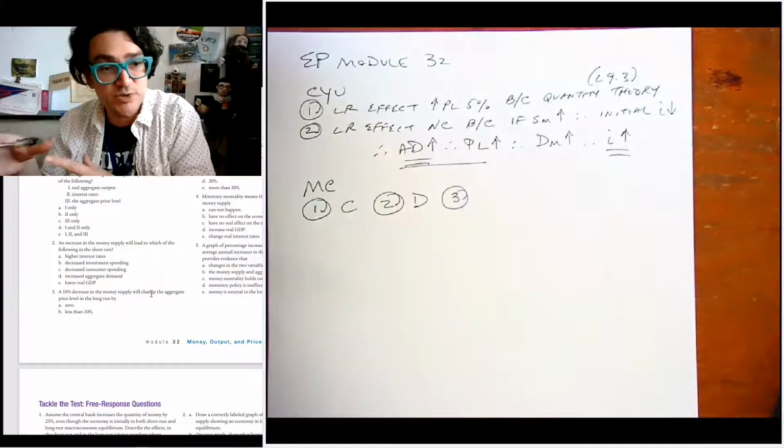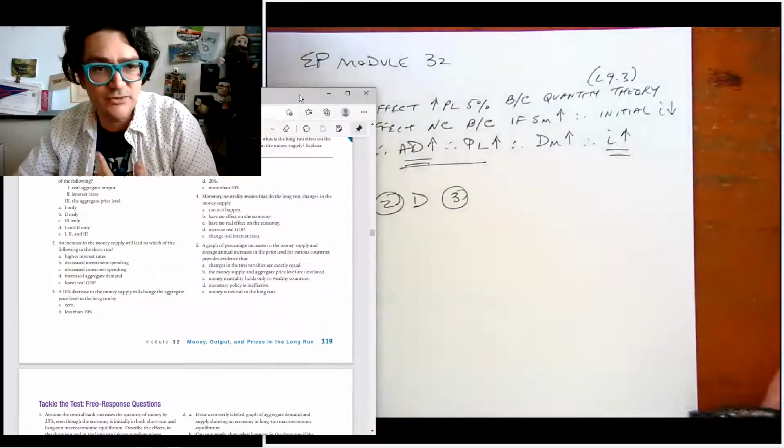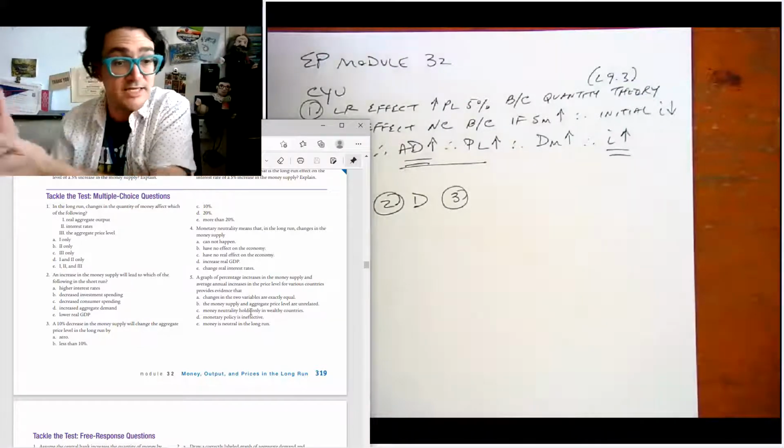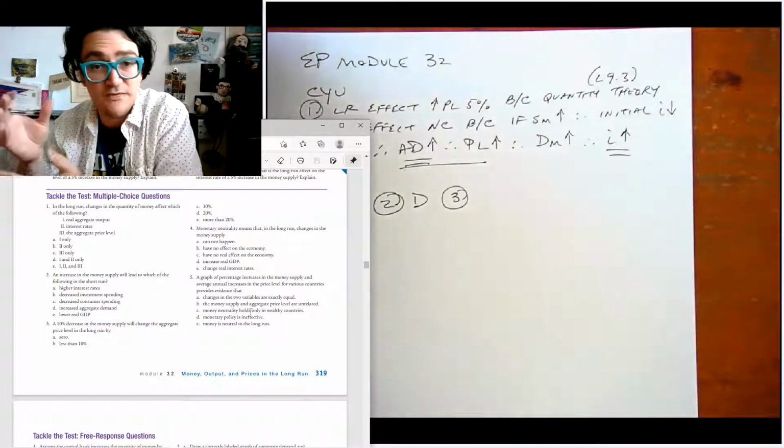Number 3 says a 10% decrease in the money supply will change the aggregate price level in the long run by 10%. That's the idea that we actually observe.